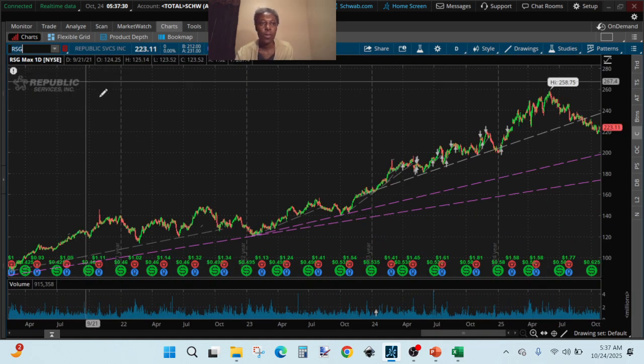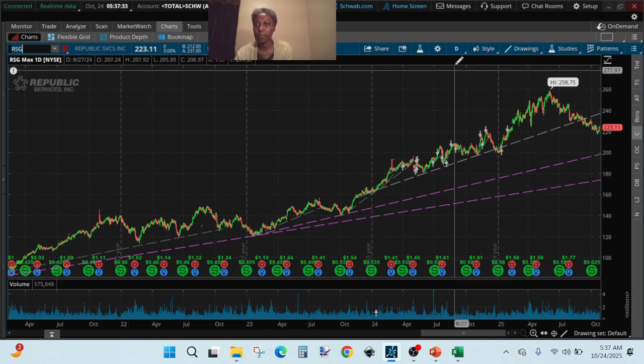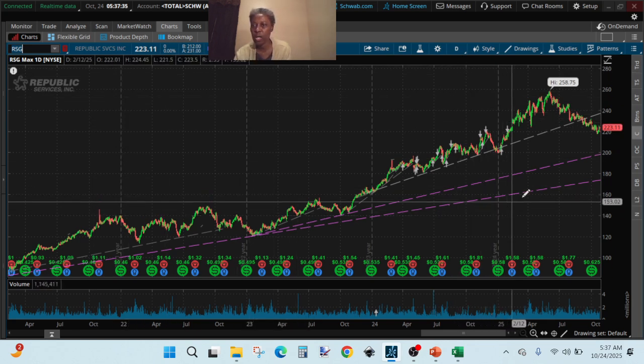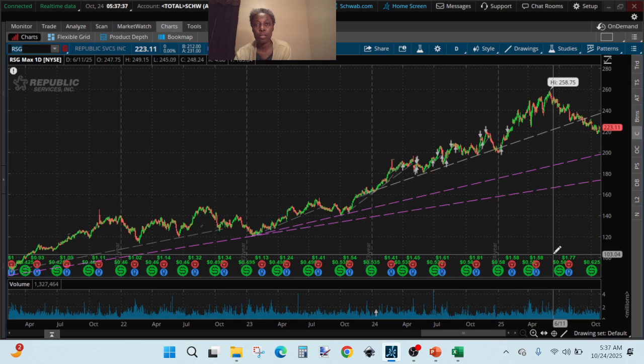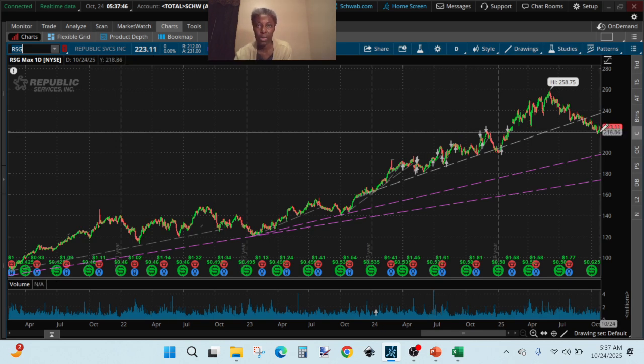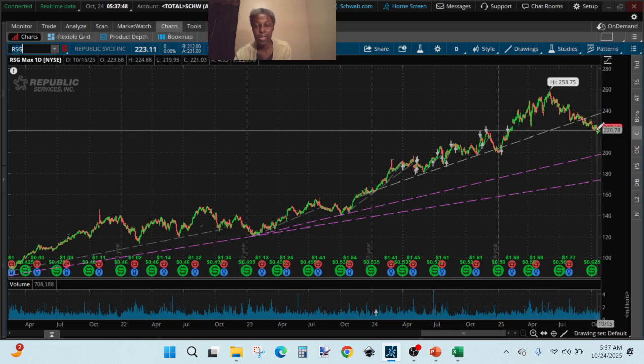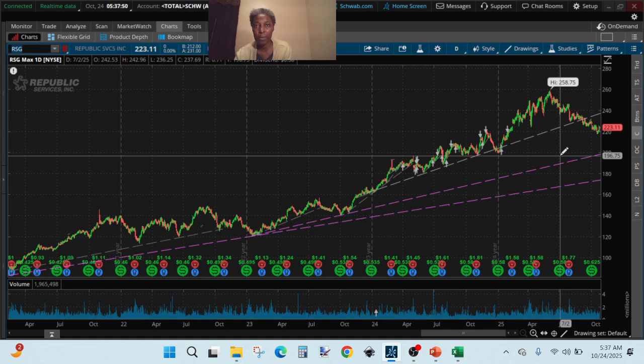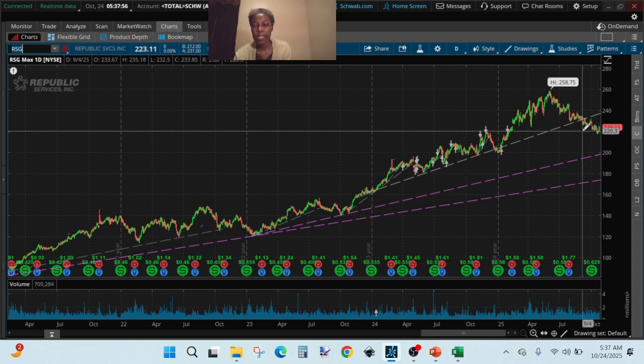Okay, so RSG on the maximum daily chart as of today, October 24th, 2025, before the market opens today. The price went down yesterday. It is in red. The price at the end of the day was lower than the price in the morning when the market opened. So how do I use price action and trend lines for my analysis?